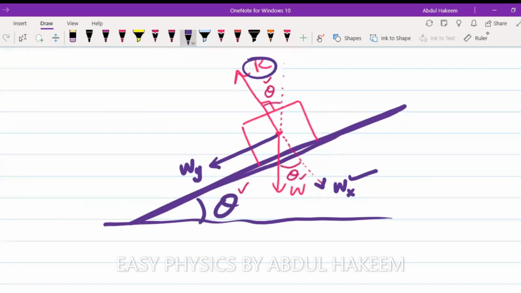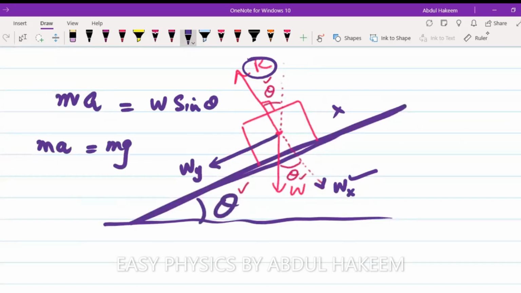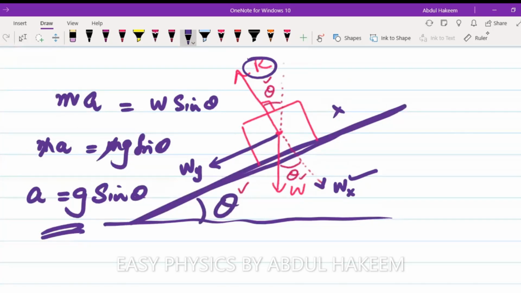If there is no force at the back of this block here, no force, then this Wy is the unbalanced force, and the unbalanced force will produce acceleration of the block, so it will slide down. So the unbalanced force is ma, and the Wy is W sine theta. So ma is equal to mg sine theta, m cancelled. So the slope acceleration is g sine theta if there is no friction.